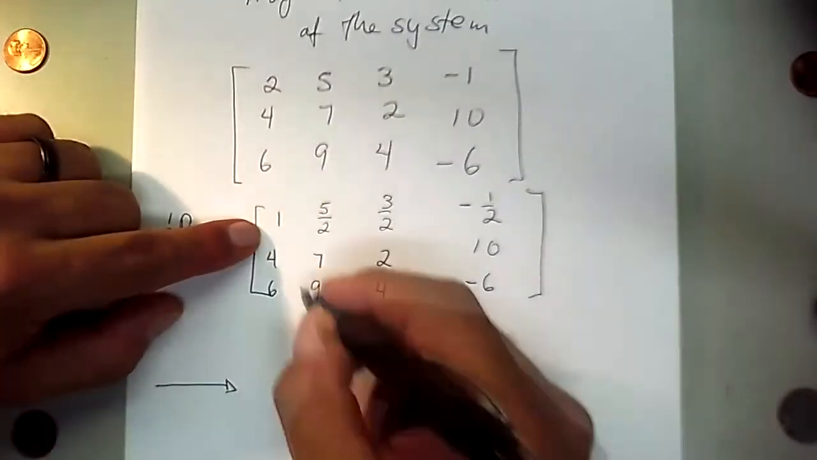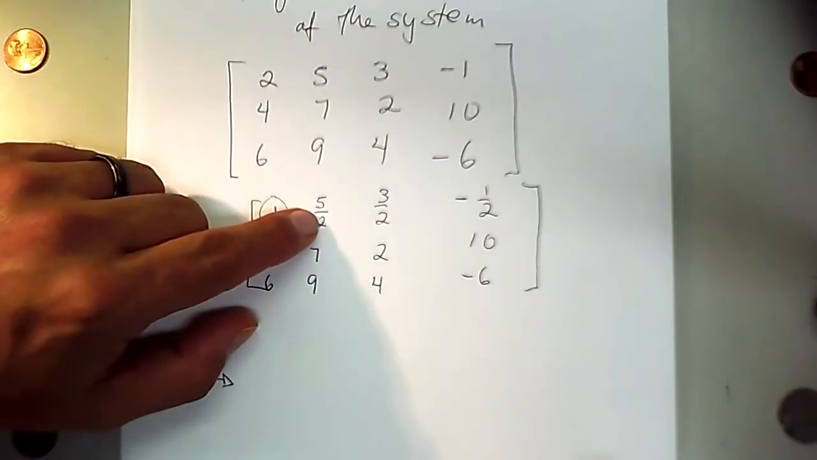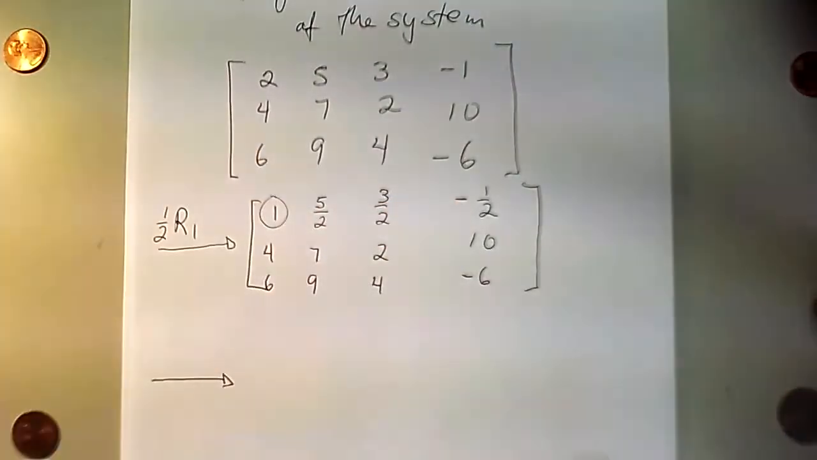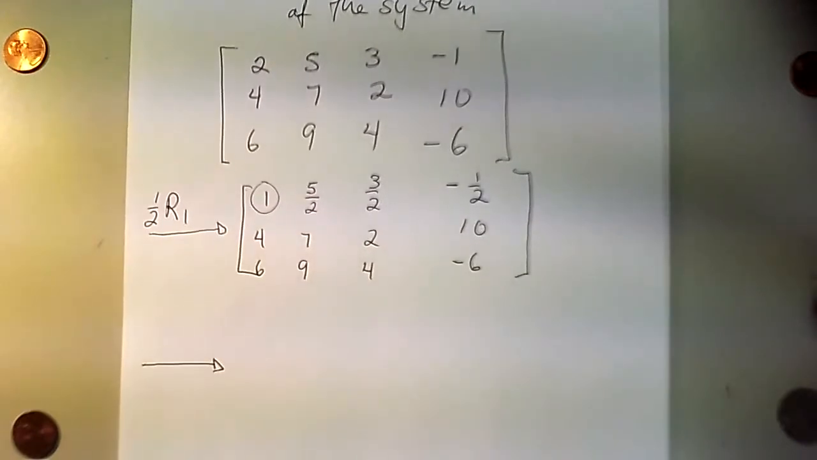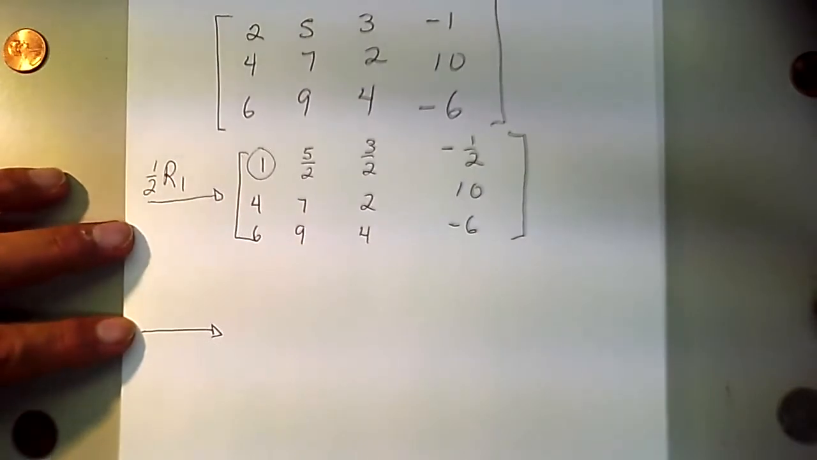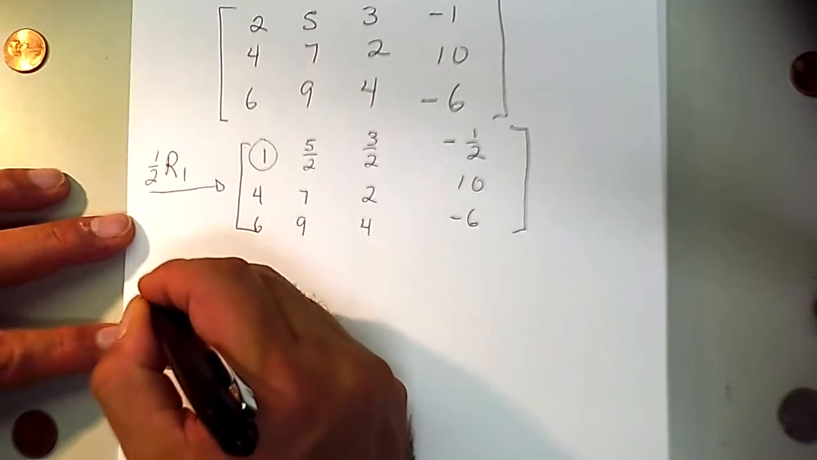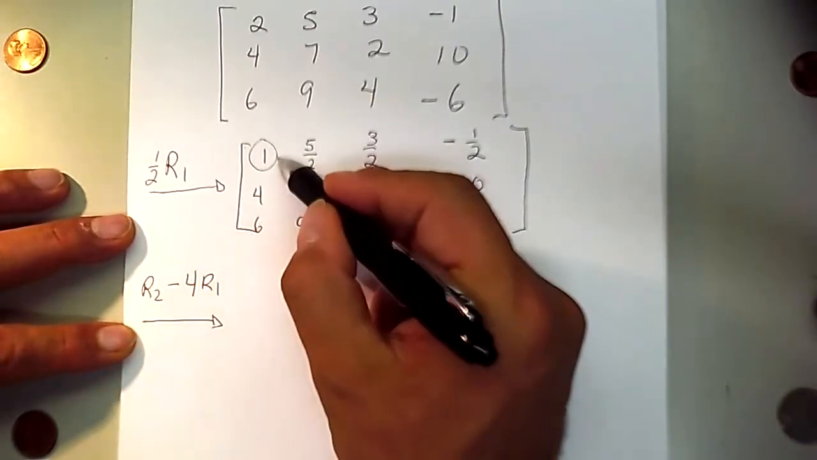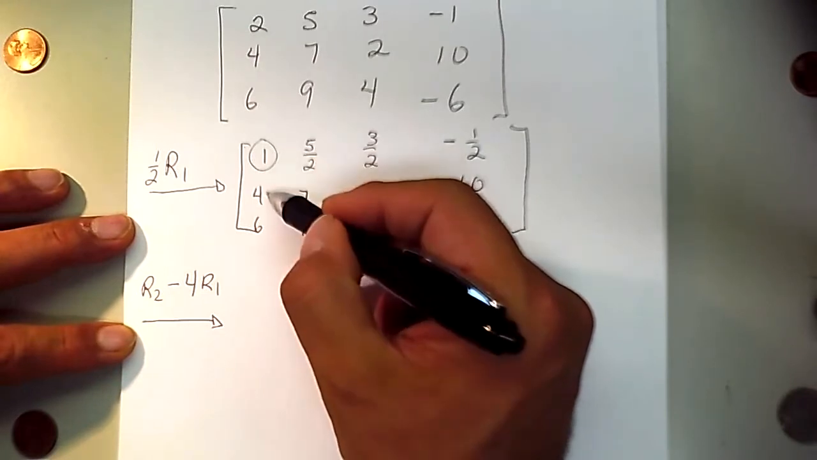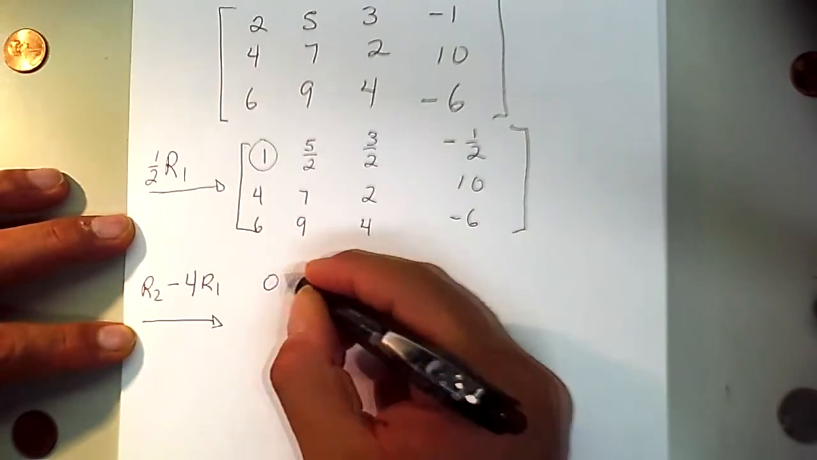Okay, so we got a 1 there. Step 1 is completed. Unfortunately, there's fractions, and it's not necessarily a big deal. It's just that we have to be very careful with the fractions. It's easier to make mistakes, in my opinion, when we have fractions. So let's get rid of this 4. Row 2 minus 4 times row 1. So multiply this by 4 and do 4 minus 4. And that's going to give us 0.